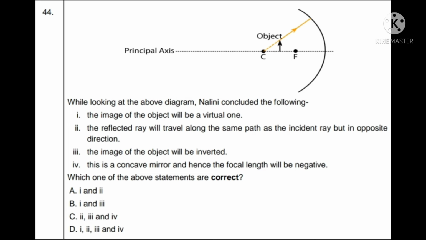Question number 44. While looking at the above diagram, Nalini concluded the following. First statement, the image of the object will be a virtual one. Second, the reflected ray will travel along the same path as the incident ray but in opposite direction. Third, the image of the object will be inverted. Fourth, this is a concave mirror and hence the focal length will be negative. Which of the above statements are correct? Here the answer is option C, 2, 3 and 4. These 3 statements are correct.